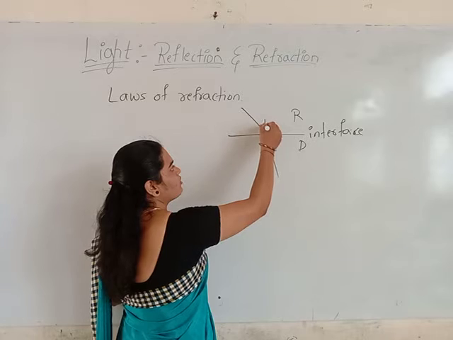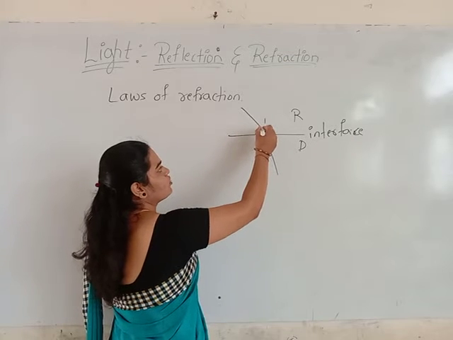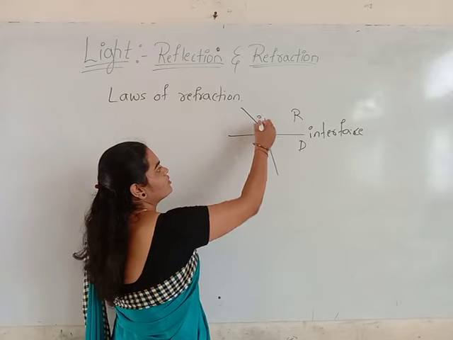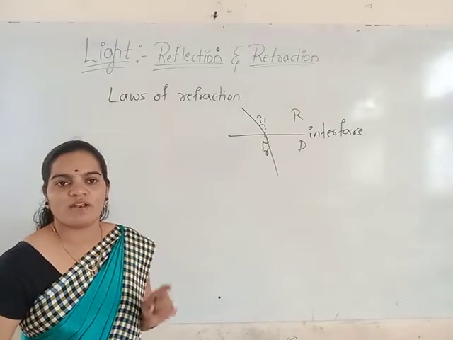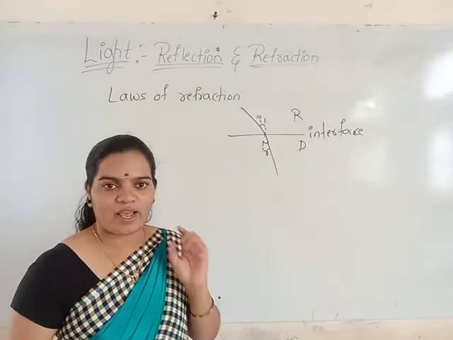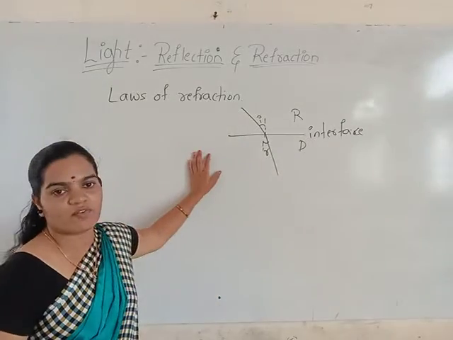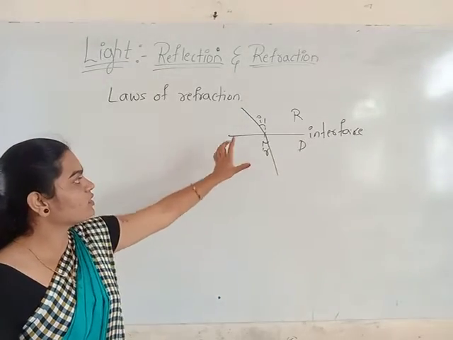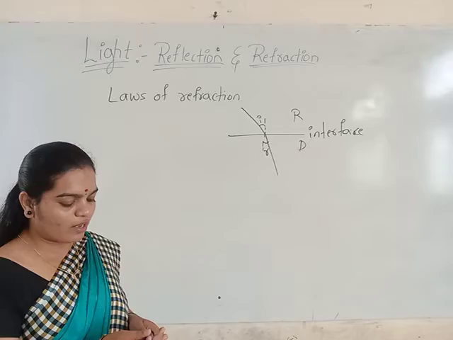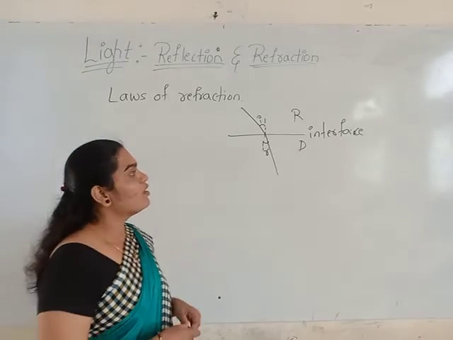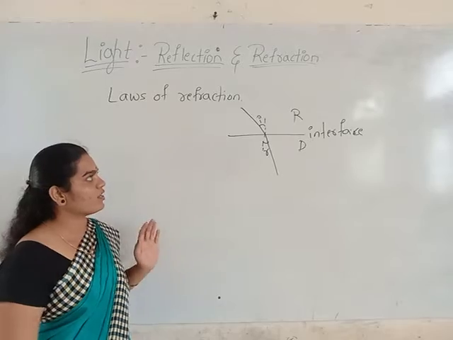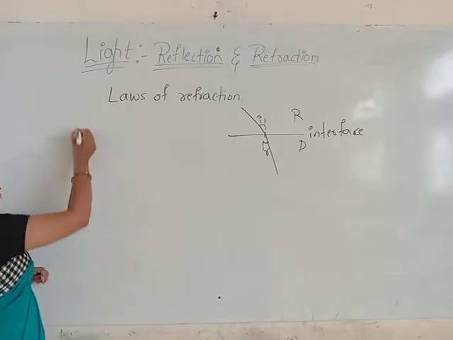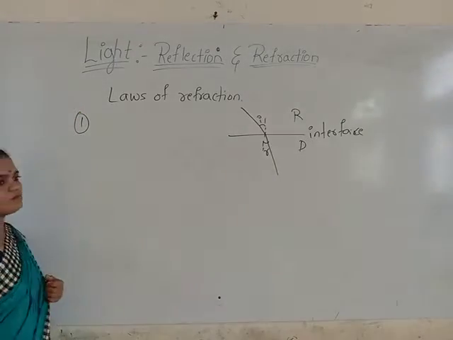This will be the normal which I am drawing. So this is the angle of incidence, and what is this? Angle of refraction, not reflection. It is the angle of refraction. We are learning the laws of refraction here. So roughly I have shown you how the light bends when it enters from one medium into another medium. So what does the first law state here?